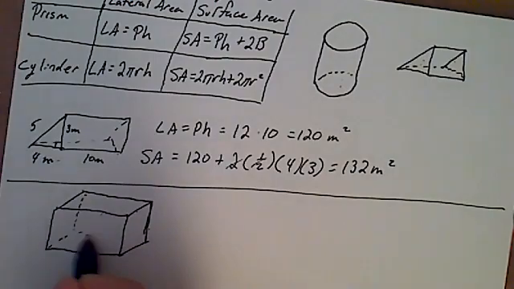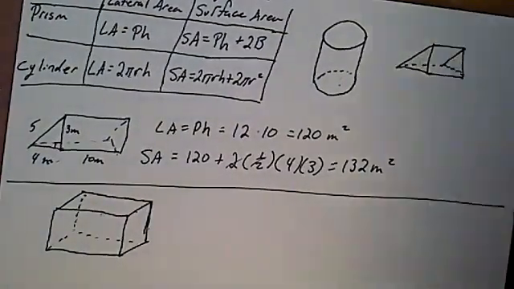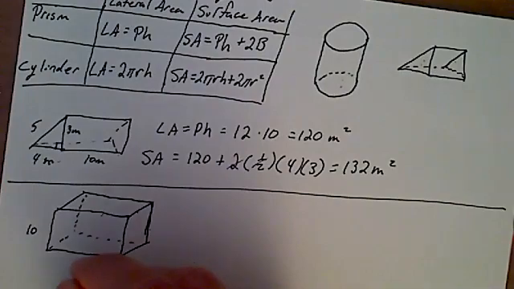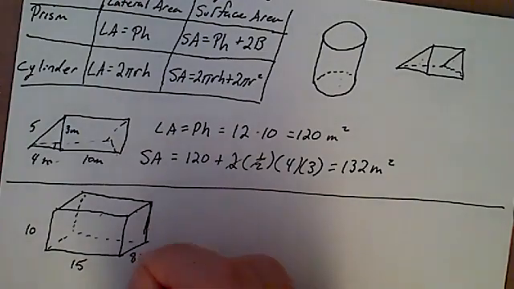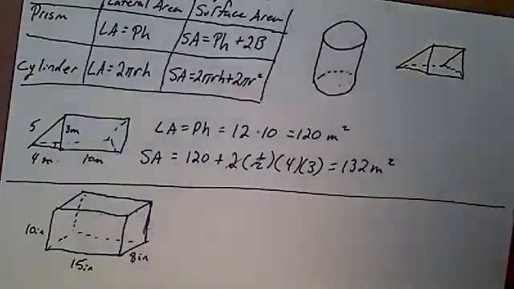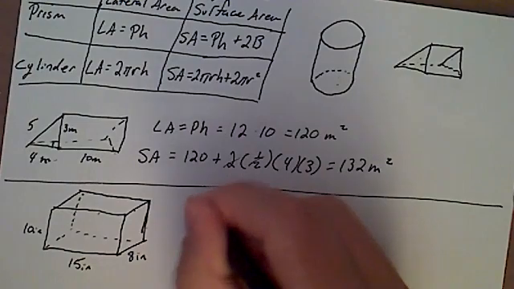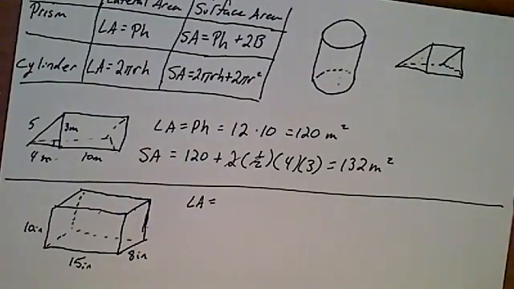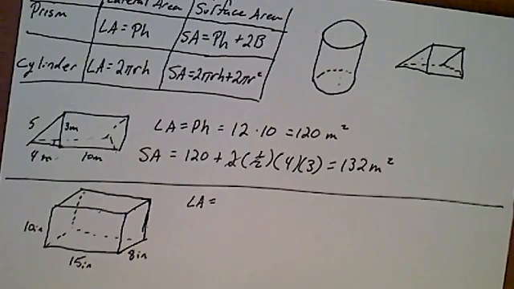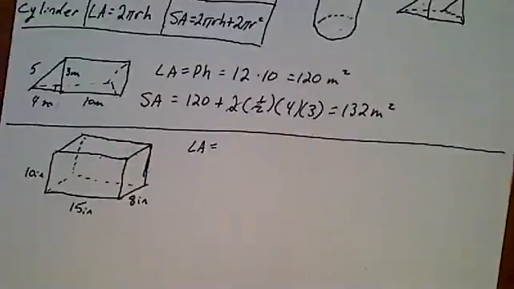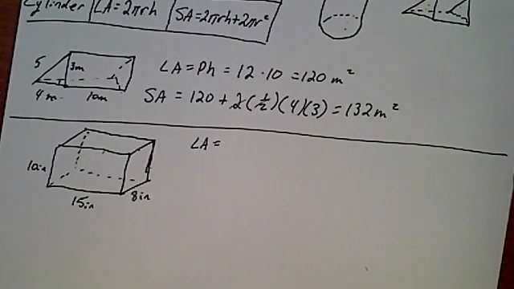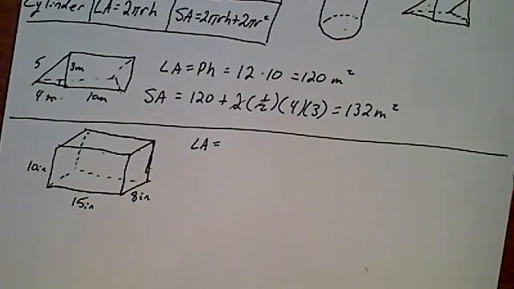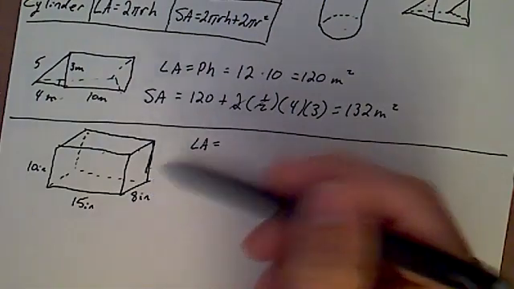But I do think that drawing the diagram is probably good for you. We have 10, 15, and 8, and we're going to say all of these are inches. Again, lateral area is everything but the bases. This can be a little bit tricky to figure out, what the bases actually are. Sometimes it will be very, very clear. For a rectangular prism, it's probably the toughest because you could make an argument that it's any of them.